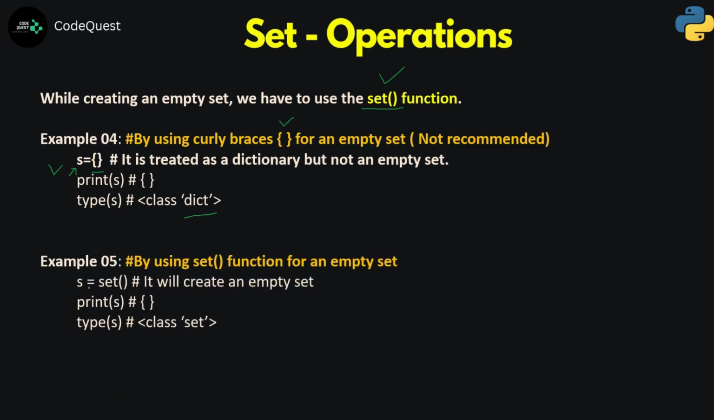Like here you can see we have taken S equal to, and we are calling the set function. Because inside this function there are no elements, it is going to create an empty set. Now when I print S, I'll get the same curly braces that I was getting earlier, but you can check the type now. The type of this S is class set, whereas earlier, when I checked the type of the same S, it was giving a dictionary object. So the only option you have is the set function whenever you are going to create an empty set.